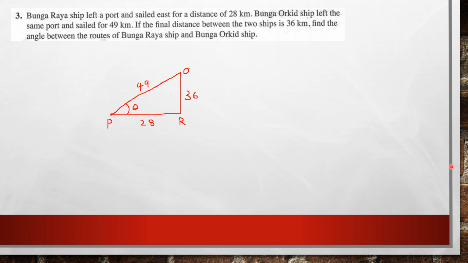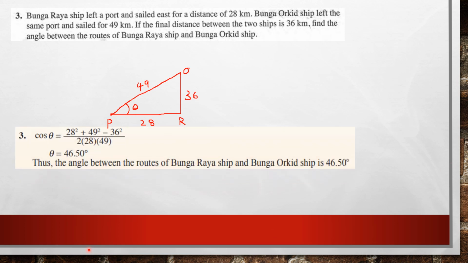So same, we can use the cosine rule here. 28 square plus 49 square minus 36 square, this is the opposite side, over 2 times 28 times 49. So you shift cos, press into your calculator, you get 46.50. So the angle between the routes of the Bunga Raya ship and the Bunga Orchid ship is 46.50.